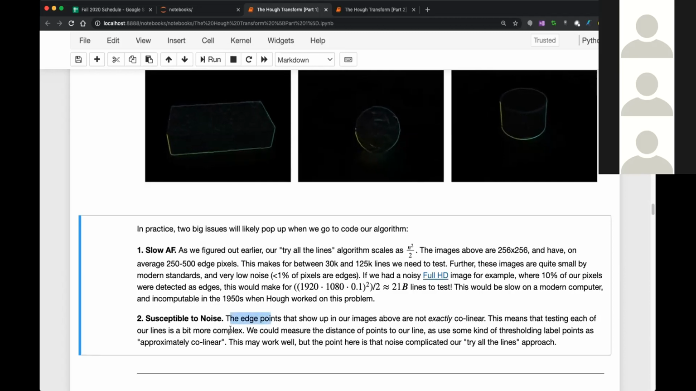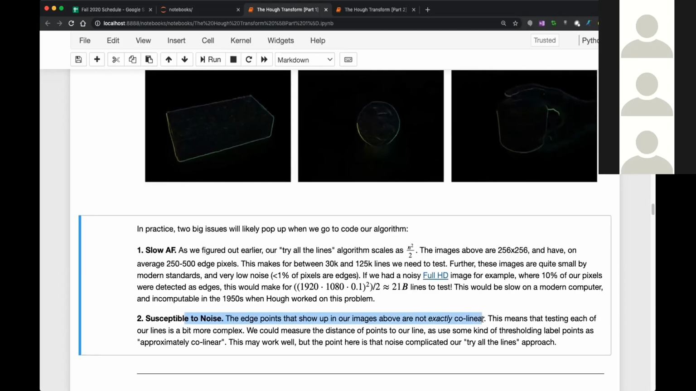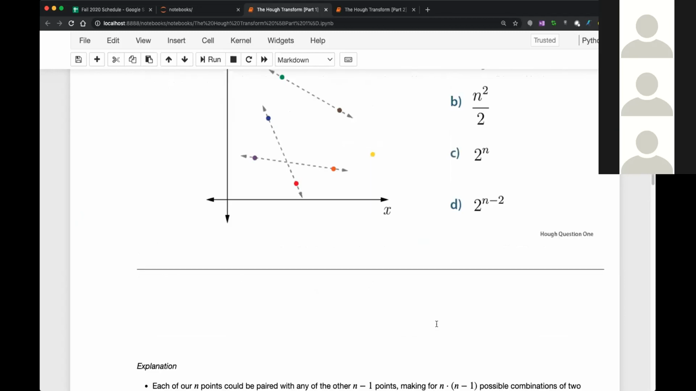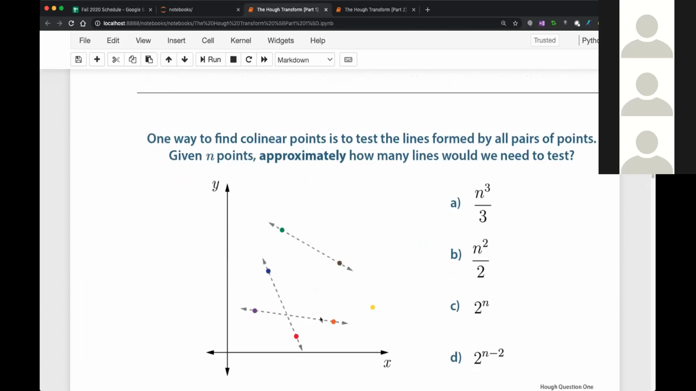The other thing I want to get at with the idea of trying all the lines is that the points we're going to get in our image are not going to be exactly collinear. If we fit this line and ask whether this point is on that line, it's not going to be exactly on the line. So you're going to need to think of some way to deal with that noise, basically.